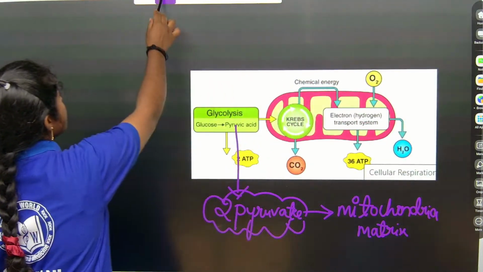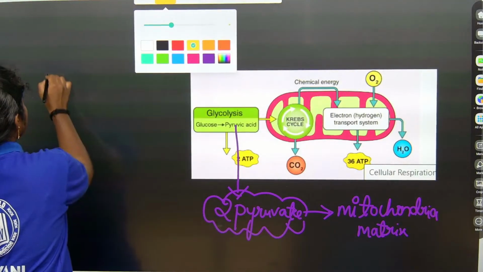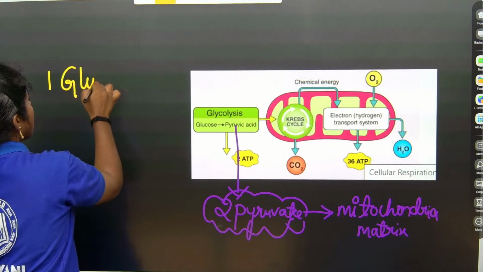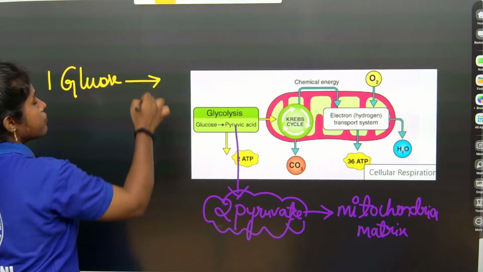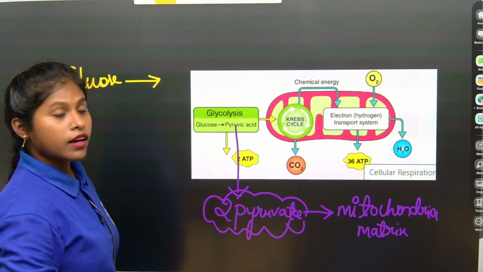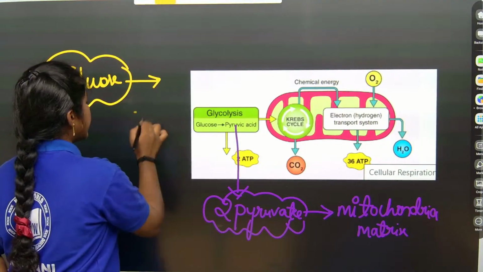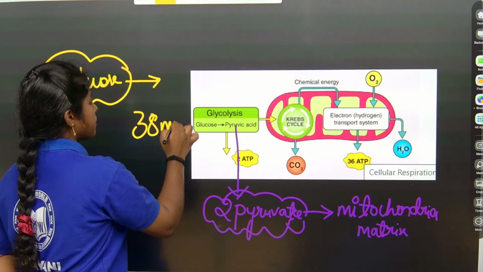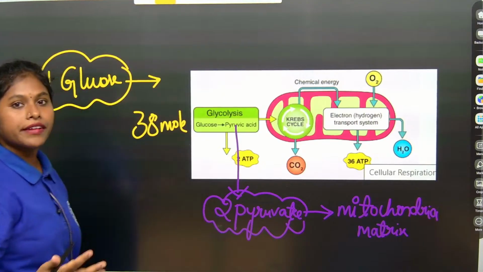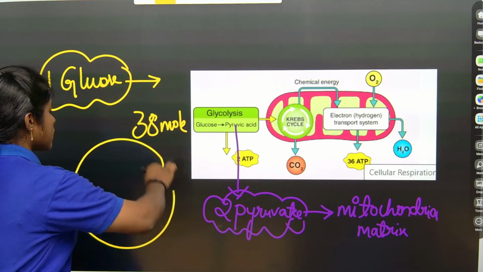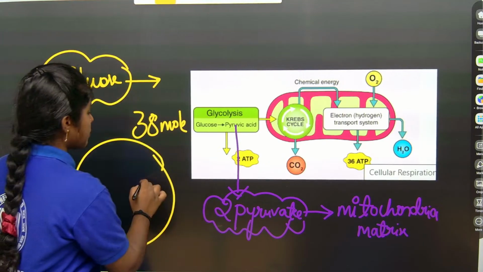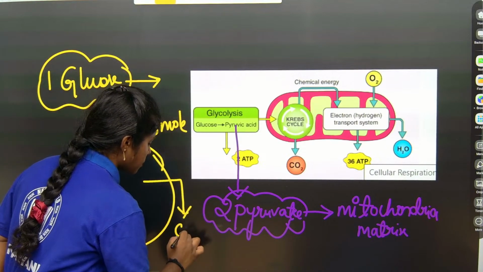For one glucose molecule, how many ATPs will be produced at the end of the oxidation of this glucose? 38 molecules of ATP are produced, right? What is meant by cellular respiration? The cell producing the energy is nothing but cellular respiration.